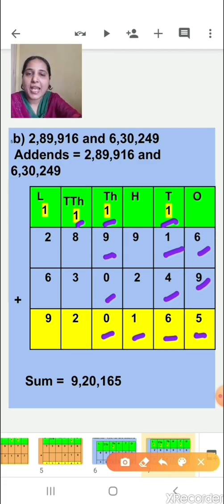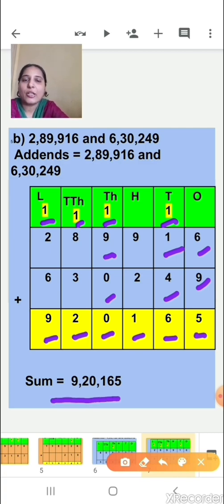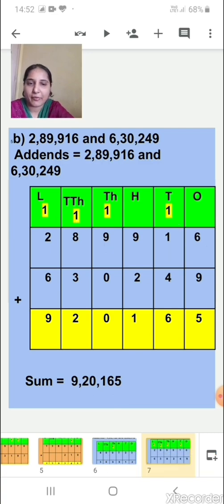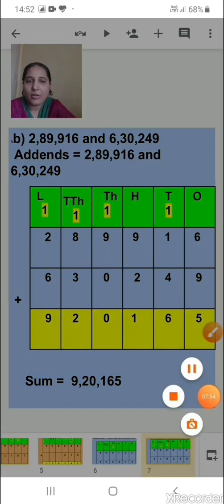So 1 plus 8 plus 3. What we will get? 12. So 2 we will write here and 1 will be carried over to the lakhs place. Now 1 plus 2 plus 6, we will get 9 here. So what will be the sum obtained? It will be 9,20,165.